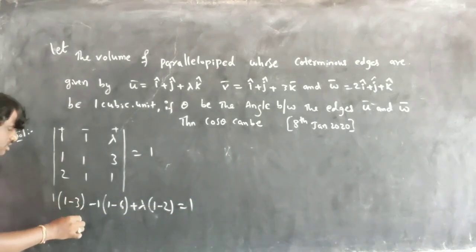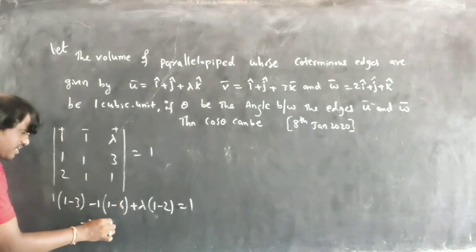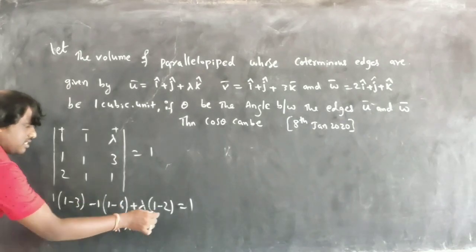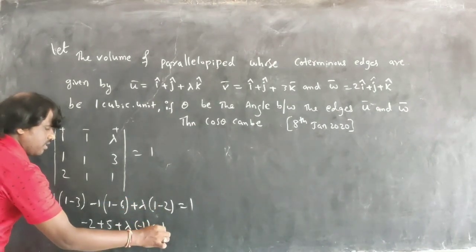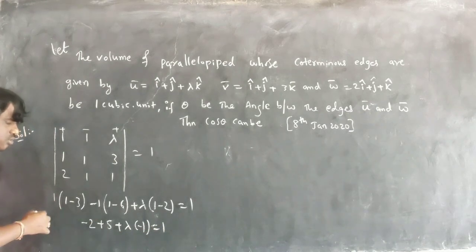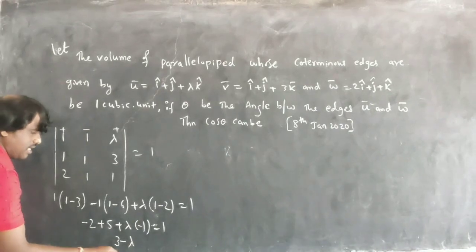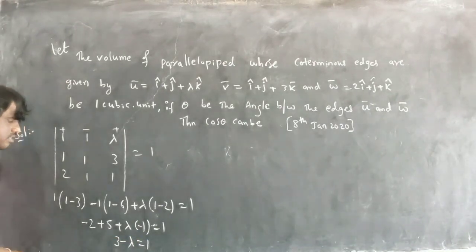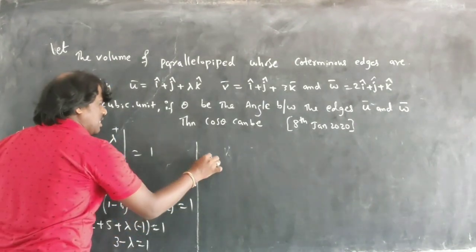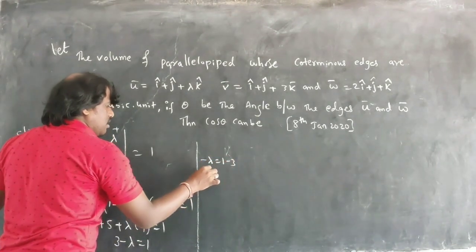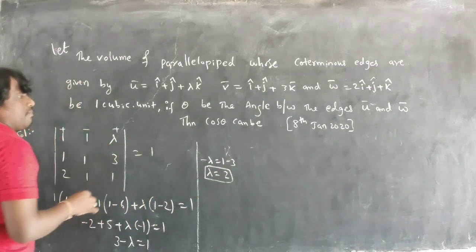So according to this, the value is minus 2, this is minus 5, minus into minus gives plus 5, plus lambda times this value, which is minus 1. So this is minus lambda equal to 1. It means I am getting 5 minus 2, that is 3. 3 minus lambda is equal to 1. So minus lambda is equal to 1 minus 3, and lambda is equal to 2. So I got the lambda value 2.